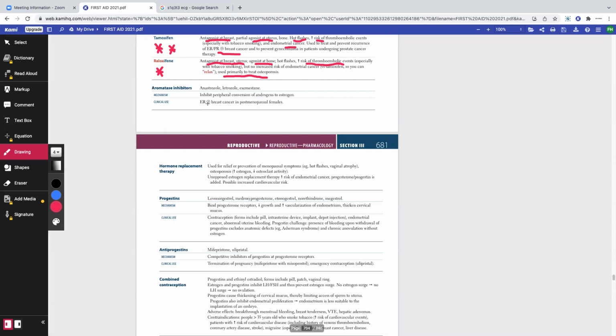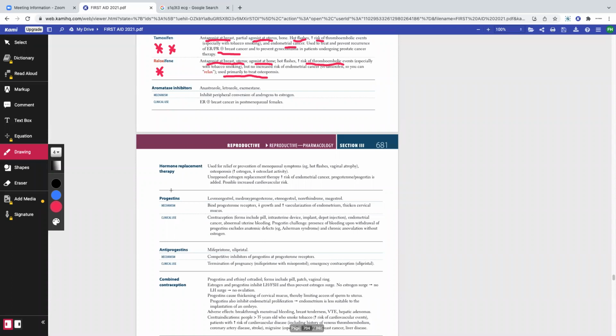So a lot of students have difficulty remembering the aromatase inhibitors and their names, but if you have to remember this, just remember ALE: anastrozole, letrozole, and exemestane. Okay, from these three drugs, letrozole is very widely mentioned in your UWorld, and sometimes they mention exemestane. So letrozole is a very common drug. Okay, that's that. Now let's move on to hormone replacement therapy.